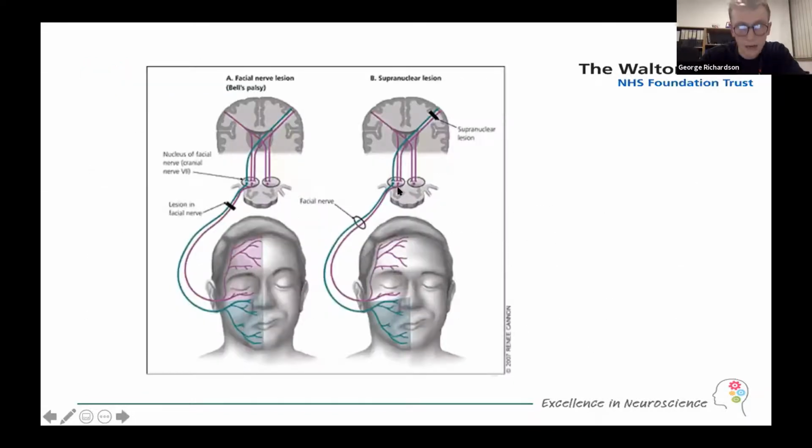And this is a nice diagram that demonstrates the difference between how a stroke and a Bell's palsy would present. So as you can see, you've got a bit of a crossover in terms of the nervous supply to the forehead, which you don't have if the lesion is below the nucleus.